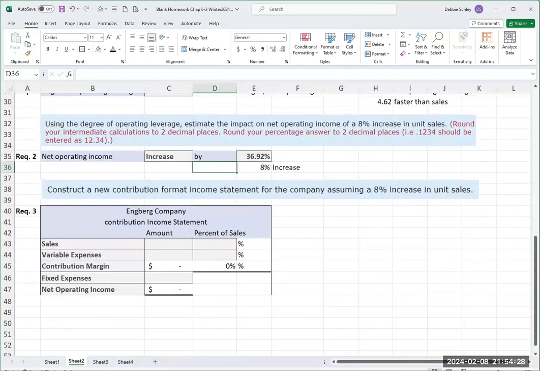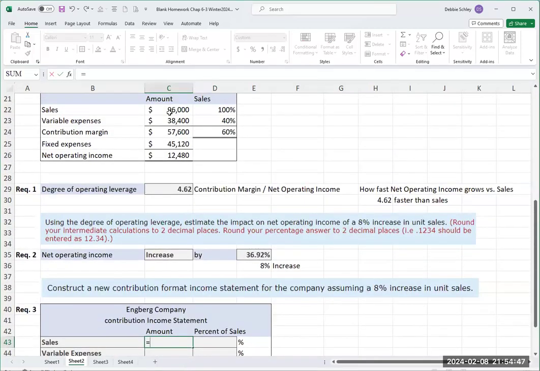Okay, required 3. Construct a new contribution format income statement for the company, assuming an 8% increase in unit sales. So there's a couple ways I can do this. I'm just going to do, sorry for my scrolling, this is going to equal my sales times parentheses 1 plus the 8% increase.